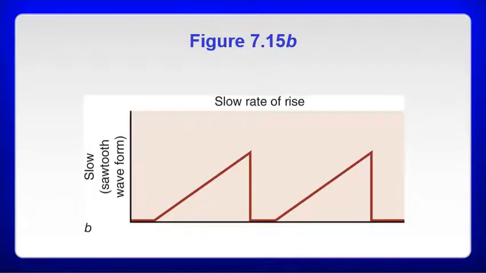And then here's an example of a slow rate of rise. You see this kind of sawtooth waveform, is what they call it. What this does is it's a long rate of rise. It causes less stimulation of the high accommodation fibers while stimulating high capacitance fibers.